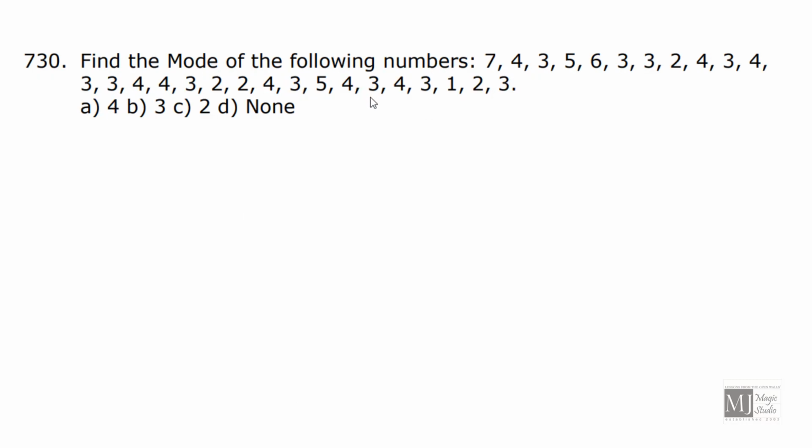Find the mode of the following numbers. We know the drill for mode. We need to identify the number with the highest frequency. 7, I can see only once. 4, 1, 2, 3, 4, 5, 6, 7, 8. 4 is coming 8 times. 3, 1, 2, 3, 4, 5, 6, 7, 8, 9, 10, 11. 3 is coming 11 times. Let me check for 5. No, 5 is 1. 2 is 1, 2, 3, 4. Okay. So 3 is coming with the highest frequency. That is 11. The mode of the distribution is 3.